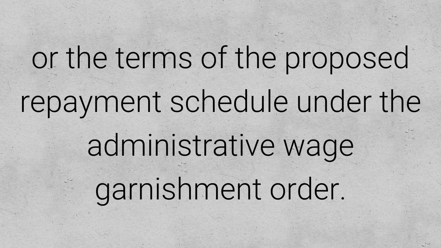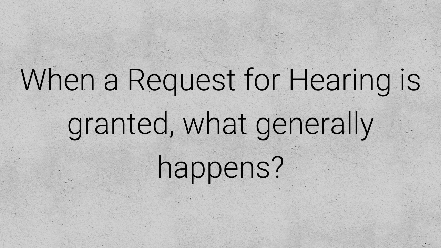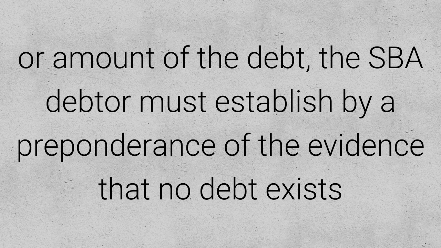What are the SBA debtor's rights under AWG? The SBA debtor has the right to inspect and copy non-privileged SBA records related to the debt, enter into a written repayment agreement with SBA under terms agreeable to SBA, and have a hearing before an SBA hearing official or administrative law judge concerning the existence or the amount of the SBA debt or the terms of the proposed repayment schedule under the administrative wage garnishment order.